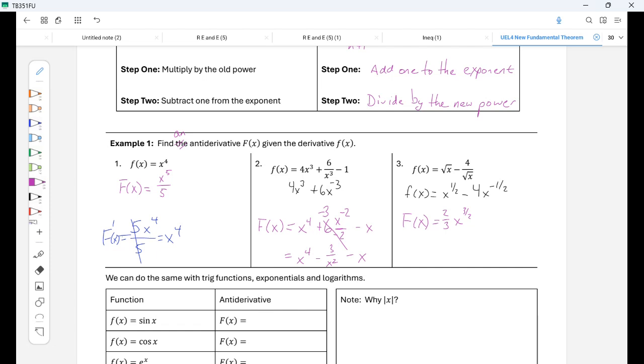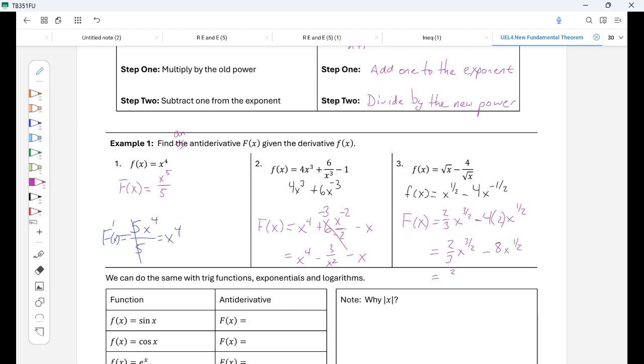All right. So we have a -4. That's a coefficient. We can leave that alone. X to the -1/2. Start with the exponent. The new exponent is +1/2. And I've got to multiply by 2, because I'm dividing by 1/2, which means I multiply by 2. So 2 is just the reciprocal of 1/2. So this antiderivative is 2/3 x to the 3/2 minus 8x to the 1/2.